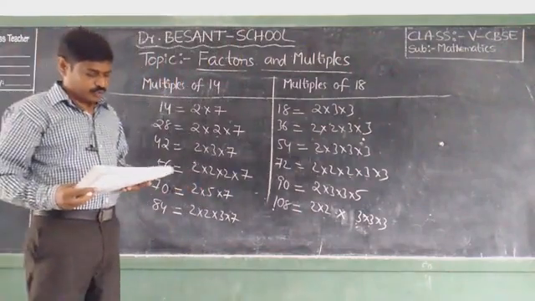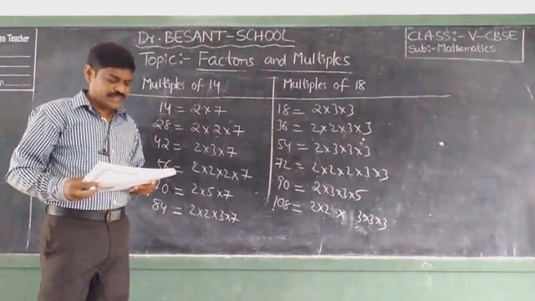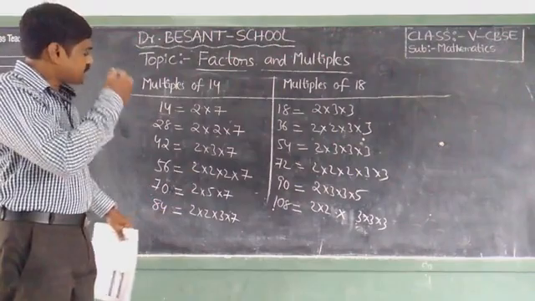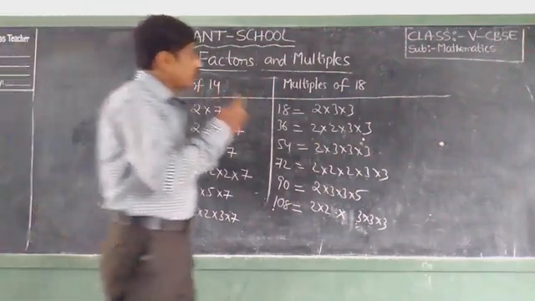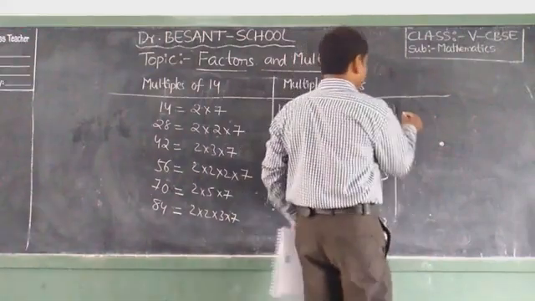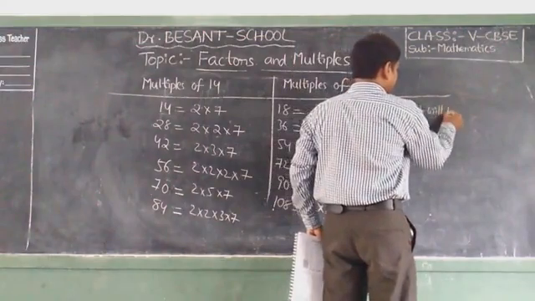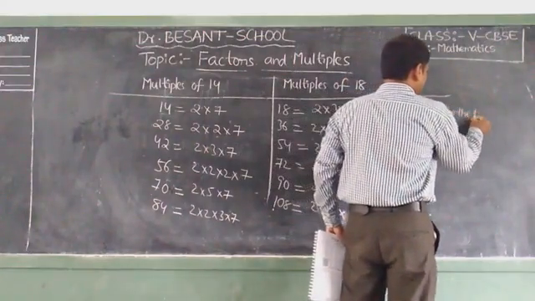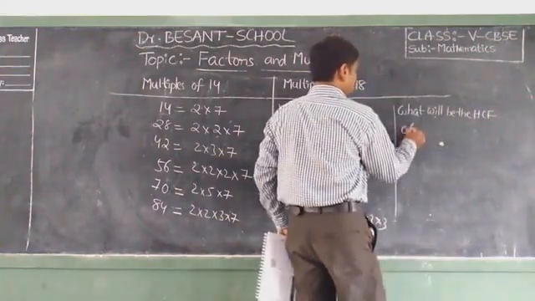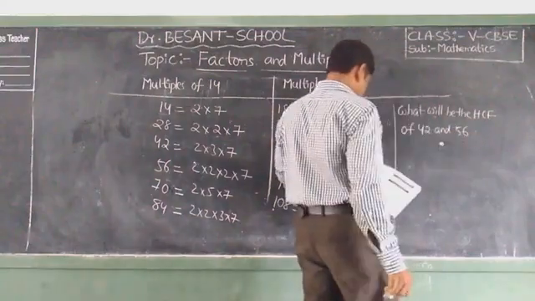Okay. So observe the pattern in the HCF. What will be the HCF of 42 and 56? The question is, what will be the HCF of 42 and 56?